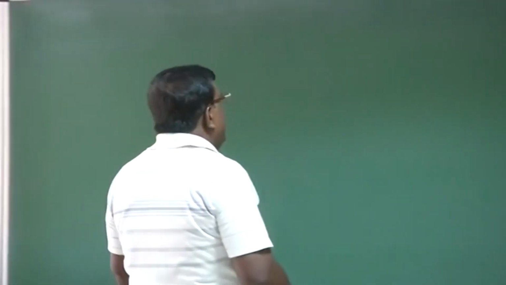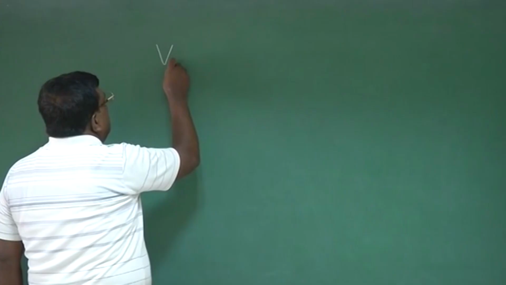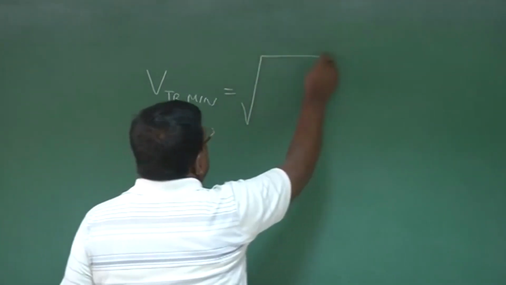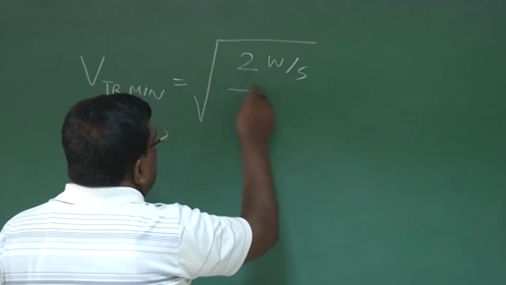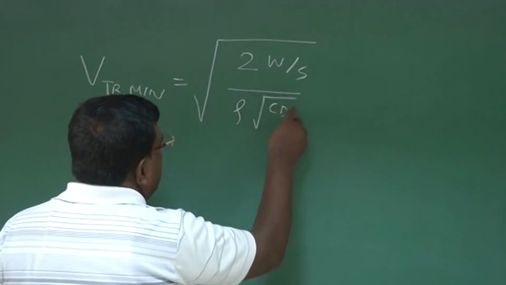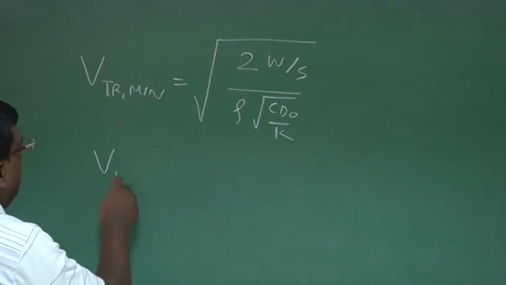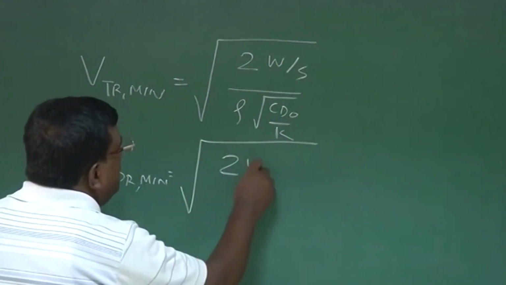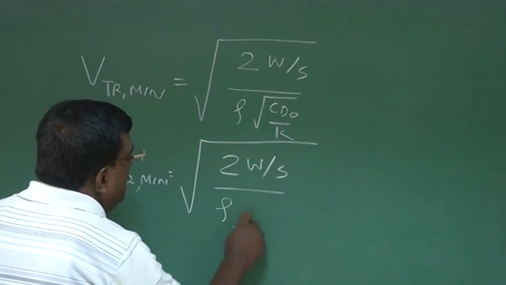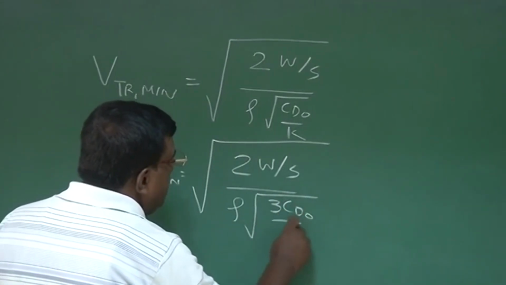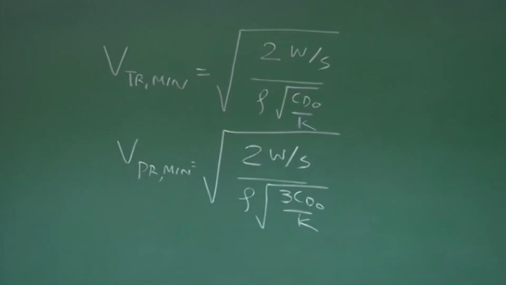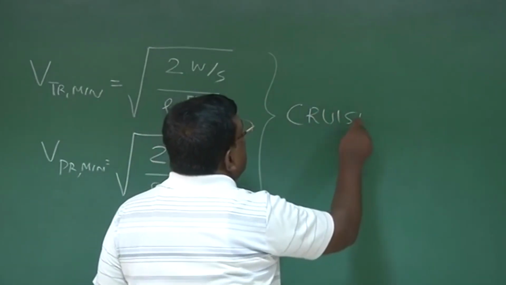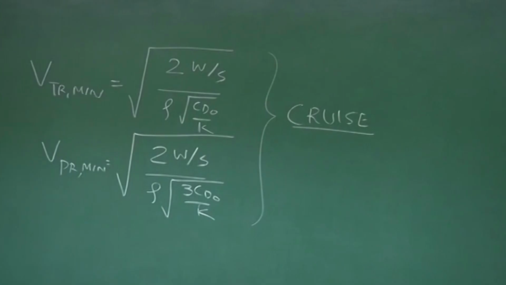If I write those things, V for thrust required minimum, the expression we got was 2W by S rho, under root CD naught by K, and V for power required minimum was 2W by S rho, under root 3 CD naught by K. And please remember, these all pertain to cruise flight. This we should not miss. Cruise.